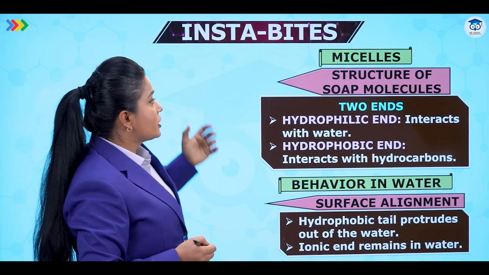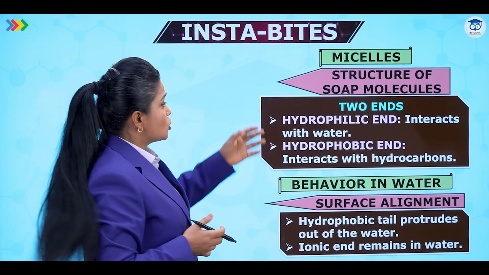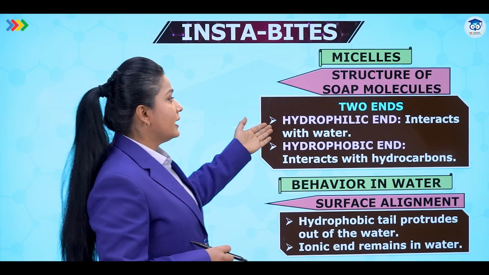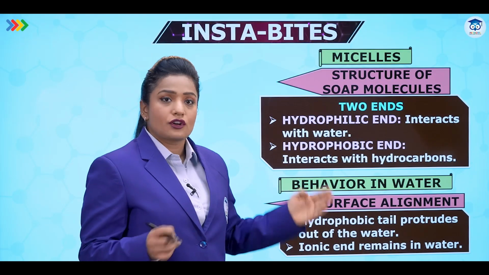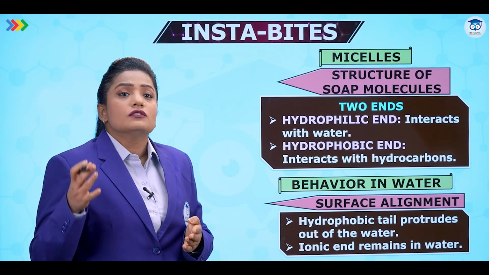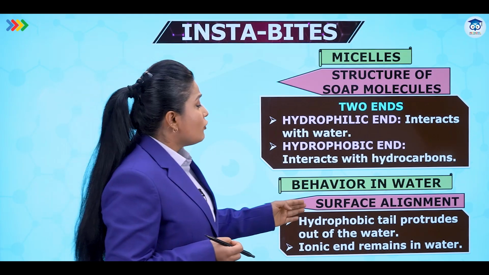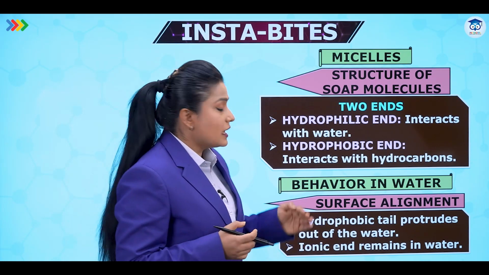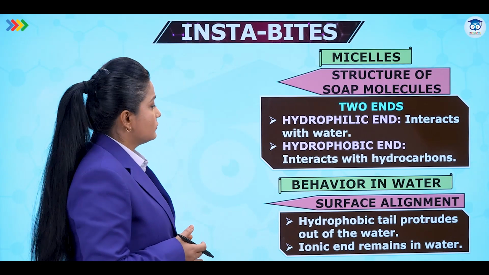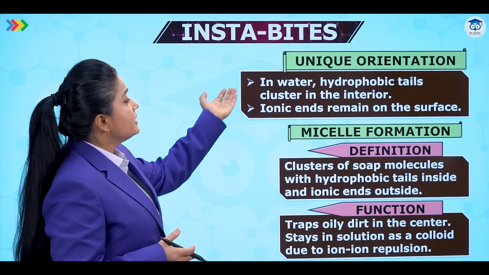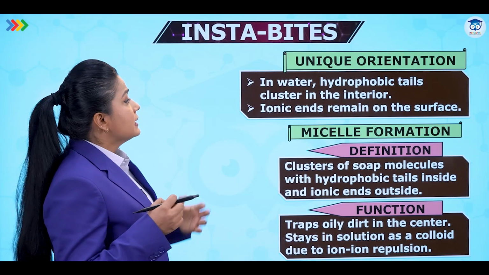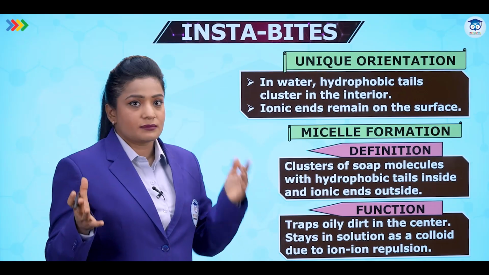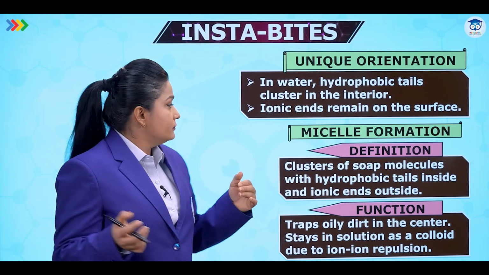Now some more extra information about micelle. We have seen that in the soap molecule structure, there is a hydrophilic end which interacts with water and a hydrophobic end which interacts with oil on the cloth. The hydrophobic tail protrudes out of the water and the ionic end remains in water. In water, hydrophobic tails cluster in the interior and the ionic end remains on the surface because ionic is water soluble.